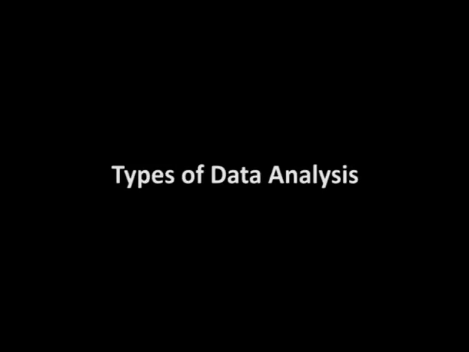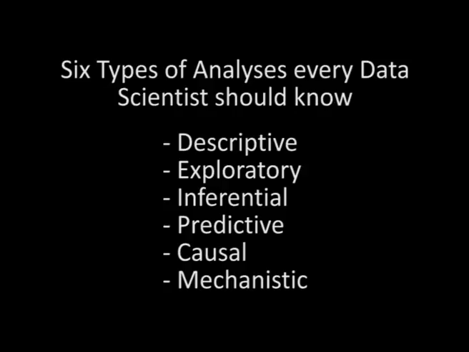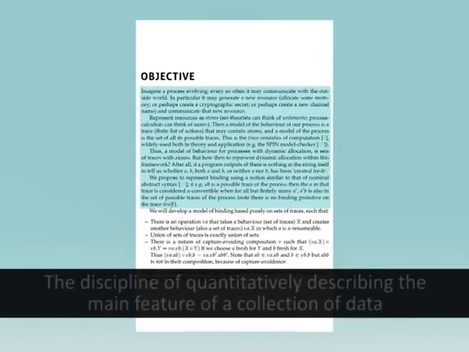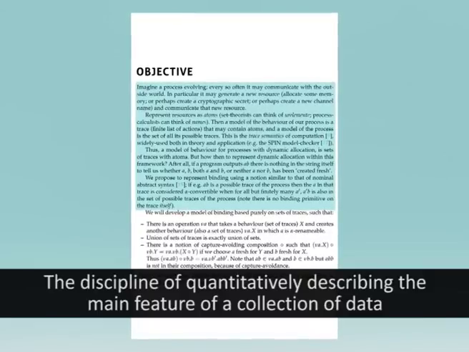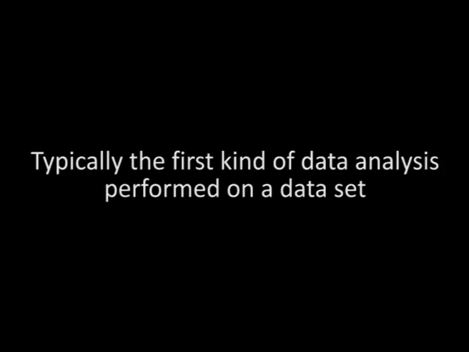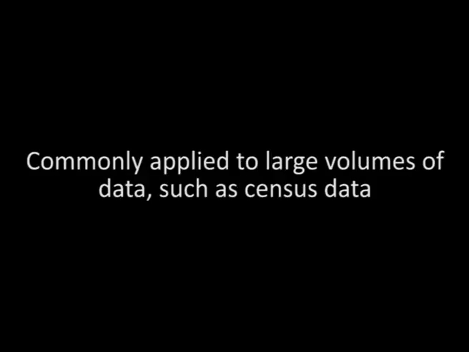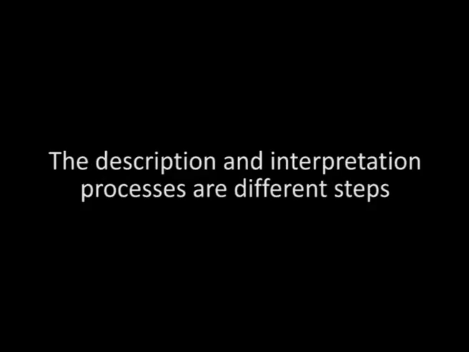Types of data analysis. Six types of analysis every data scientist should know: descriptive, exploratory, inferential, predictive, causal, mechanistic. Descriptive, least amount of effort. The discipline of quantitatively describing the main features of a collection of data. In essence, it describes a set of data. Typically the first kind of data analysis performed on a data set, commonly applied to large volumes of data such as census data. The description and interpretation processes are different steps.